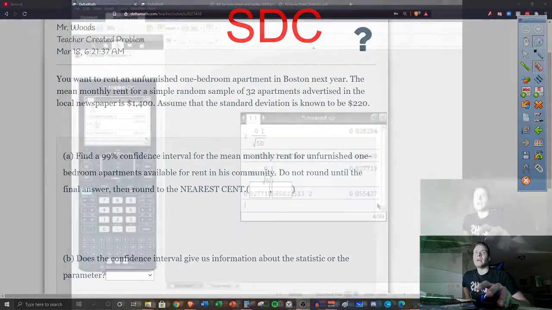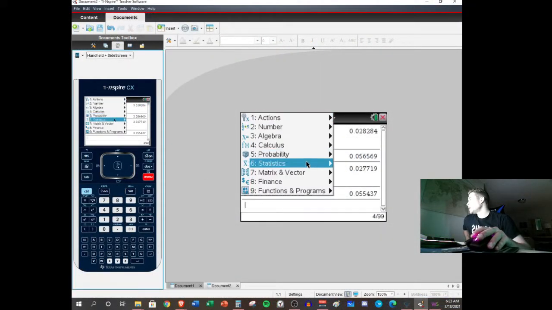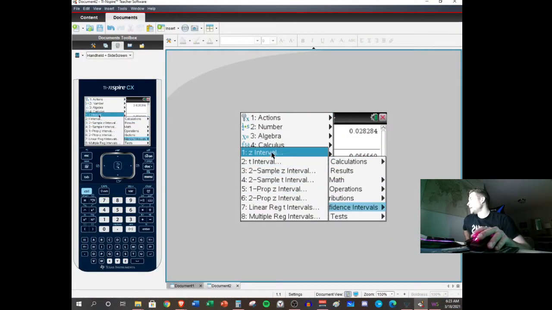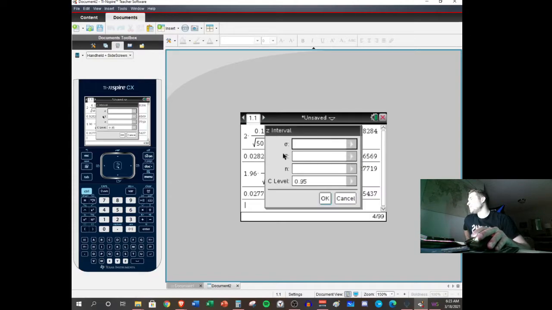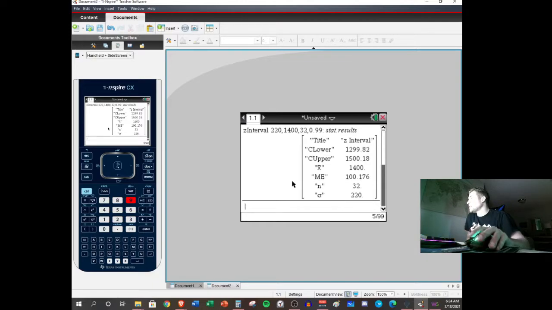So when we go to our calculator, we're going to do menu 6, 6. It's a Z interval, right? Because we know sigma. We have the stats. We don't have any data. So we're going to go stats, and we have to type all this in. Okay, so looking at this question, we know what sigma is. It's 220. X bar is 1,400. That's the mean of those 32 apartments. 32 is the sample size. And then we want to be 99% confident. 0.99. Okay, so we've got that.